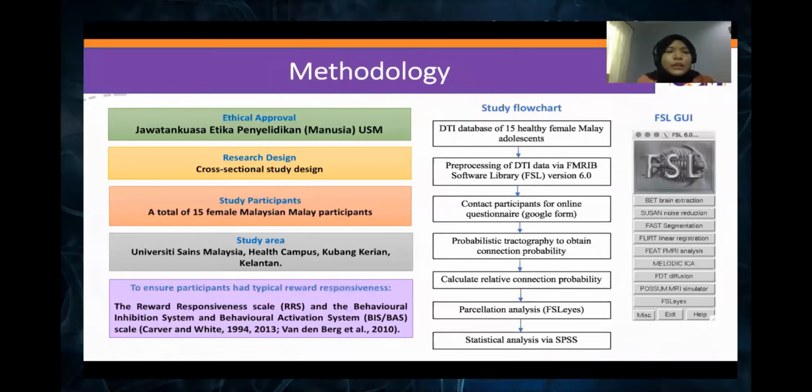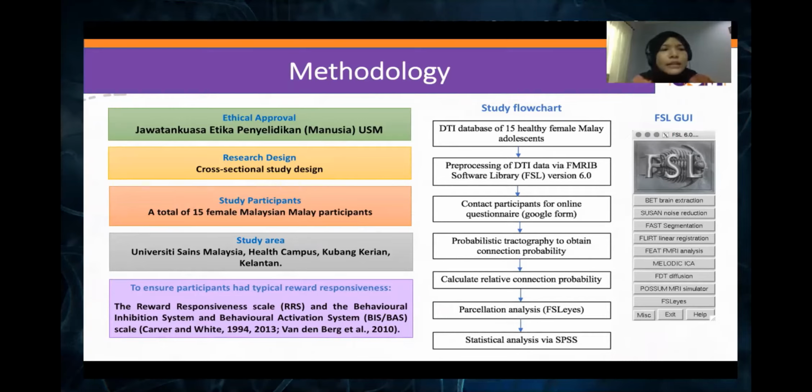So basically, we got the ethical approval from Japan USM, and the research design is a cross-sectional study design. We got 15 female Malaysian Malay adolescent participants, and the data was obtained from USM Health Campus, Kubang Kerian, Kelantan. To ensure the participants had typical reward responsiveness, the reward responsiveness scale, RRS, and the behavioral inhibition system and behavioral activation system scale were given to the participants to answer via online questionnaire.